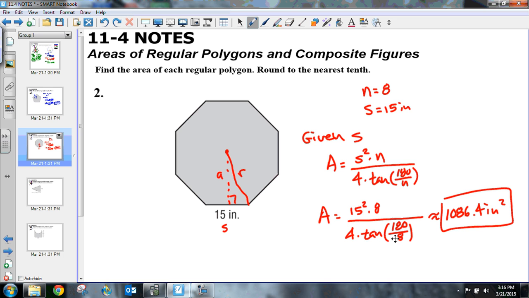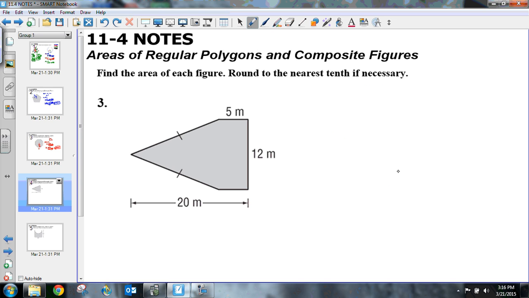So just use your formulas, plug and chug, guys. Now the next one are composite figures. The composite figures, you can kind of consider them just like irregular shapes. Irregular.